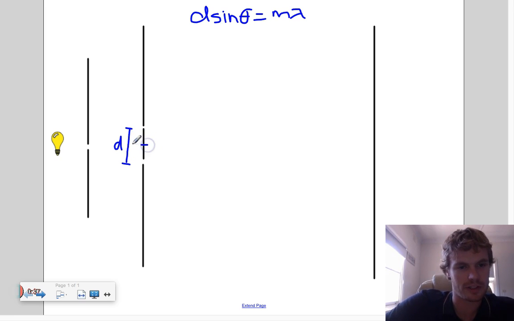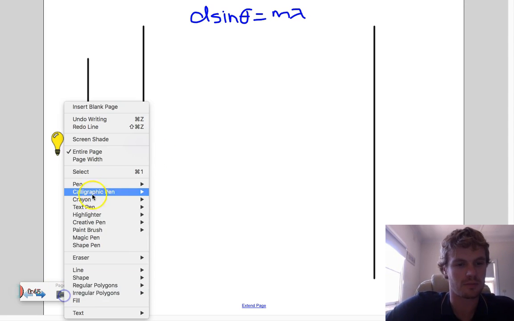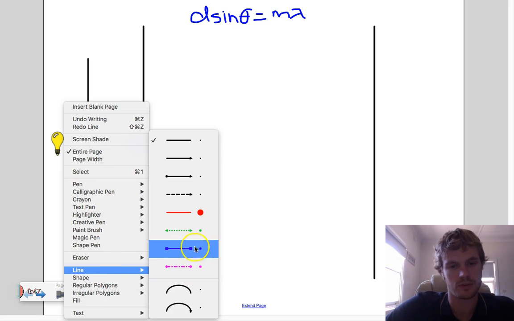We're going to have a point here which is going to be point capital M. This is the midpoint of the two slits. Directly opposite that on the screen, I drew a dotted line.